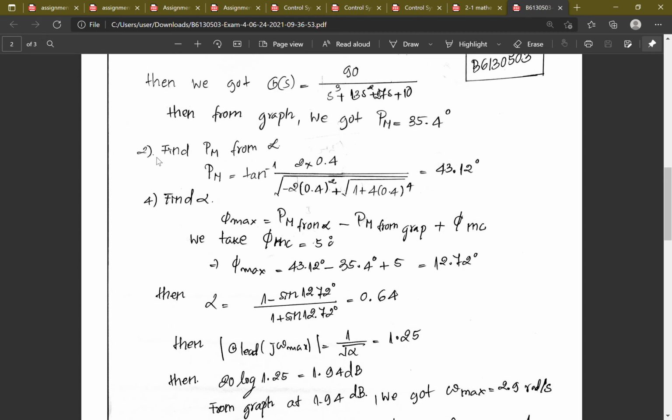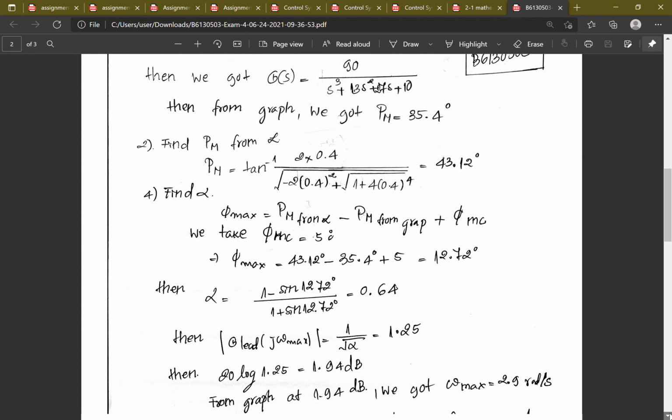And then second step, we need to find the required PM or phase margin from the damping ratio. From the value of overshoot we can find the damping ratio equal to 0.4. And then when we substitute into the formula, we got PM equal to 43.12 degrees. And then we need to find the decibel. From this one, we need to use this function, and I take phi MC equal to 5 degrees. And then when we substitute all the parameters in the equation, we got alpha equal to 0.64.